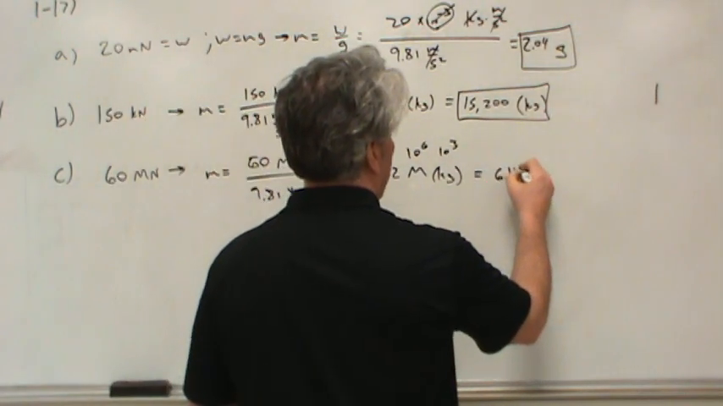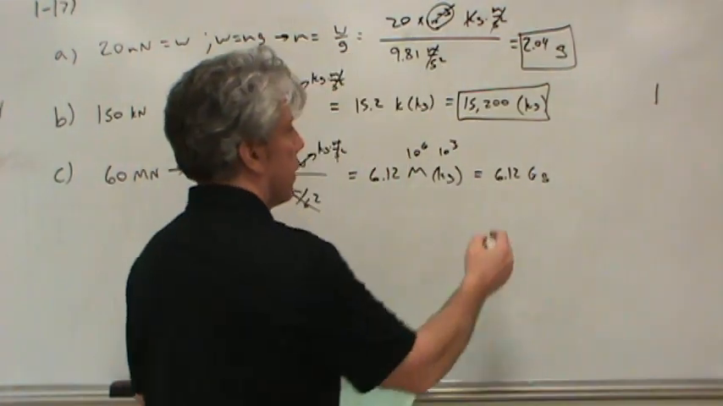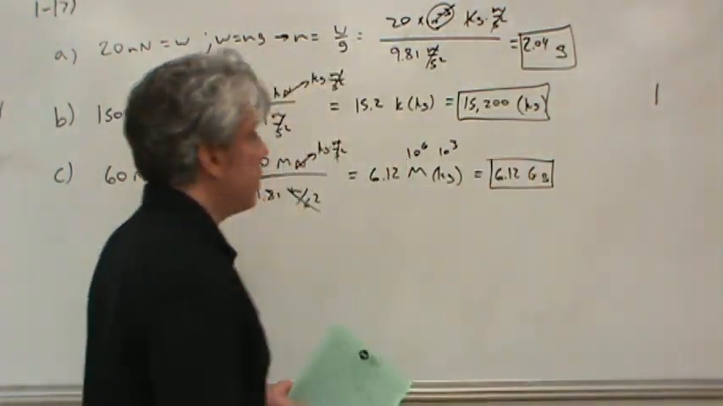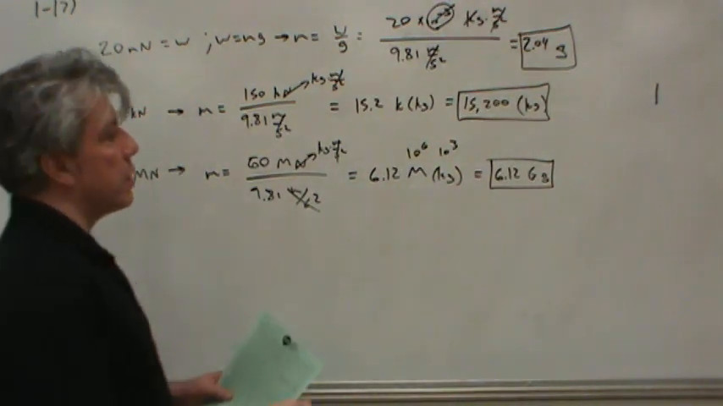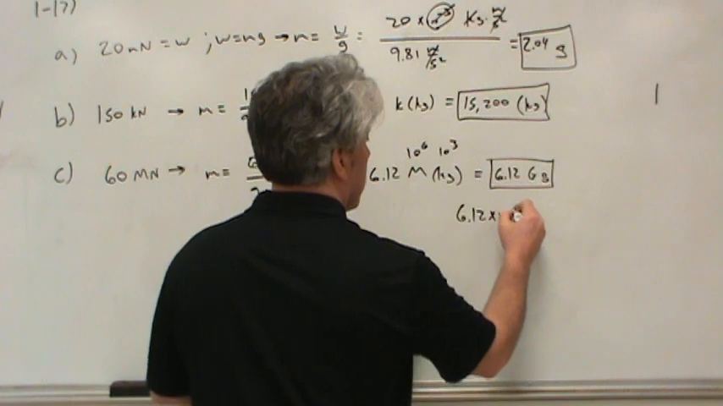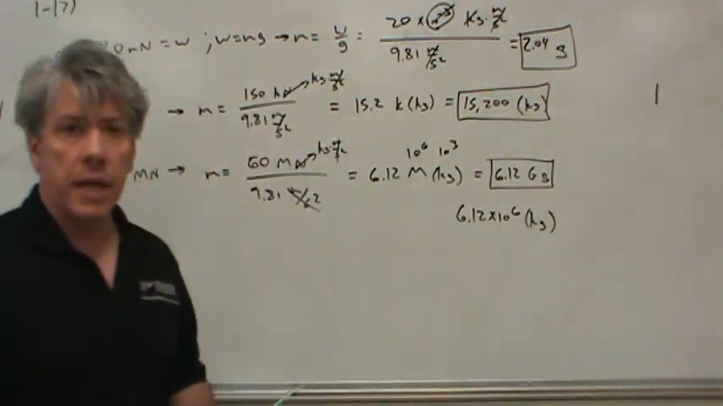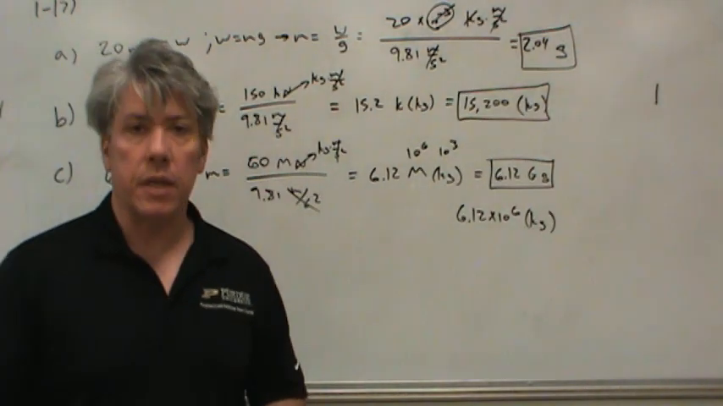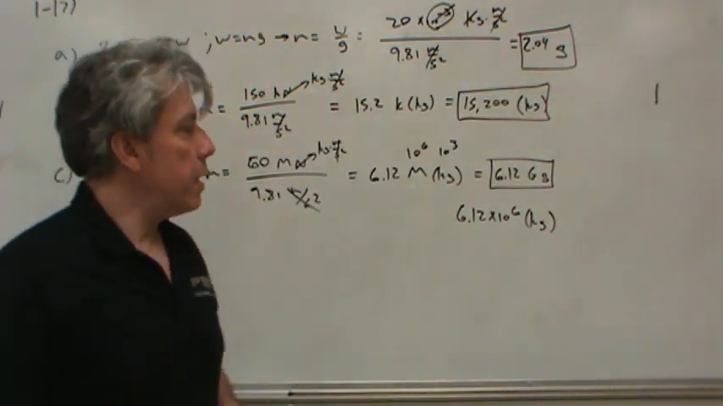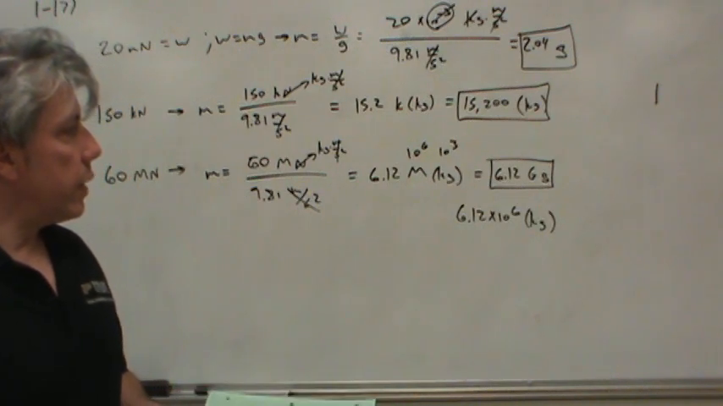So this is 6.12 gigagrams, if you like. Now you could do other things. For example, you could say that this is 6.12 times 10 to the 6th kilograms. Since kilograms are the standard unit of mass for SI units, then this is fine too. Depends on the context and what you're doing with it. But either one of these would be okay.